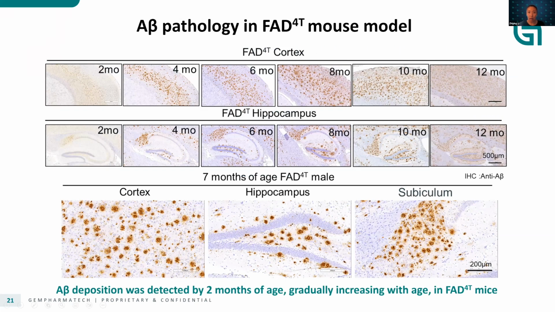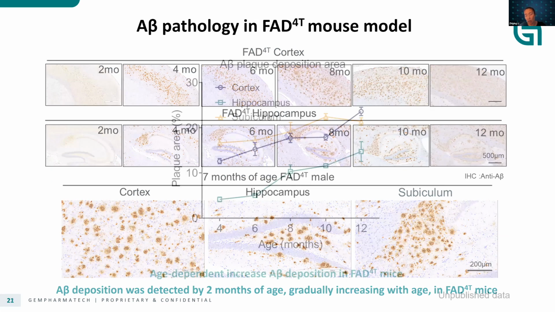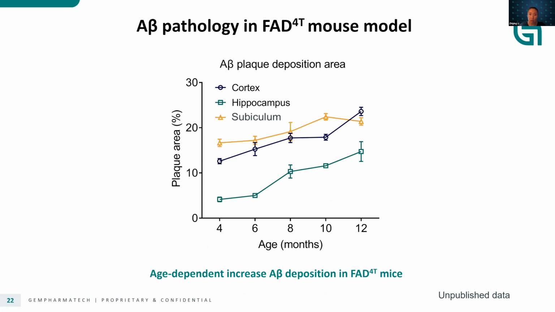Here is the data summarizing what we see in this model. These are the images from the brain, cortex on the top, hippocampus in the middle, and then several other images to show the plaque in the blown up image. As you can see, beta amyloid accumulation in these cortical or higher brain regions increases as the mice age, which is consistent with Alzheimer's disease and also with other mouse strains that have been reported for beta amyloid.